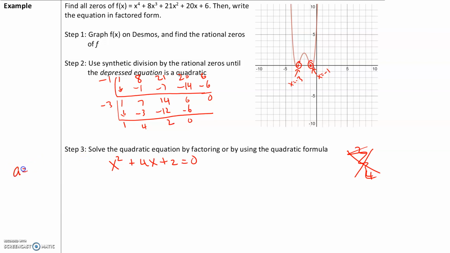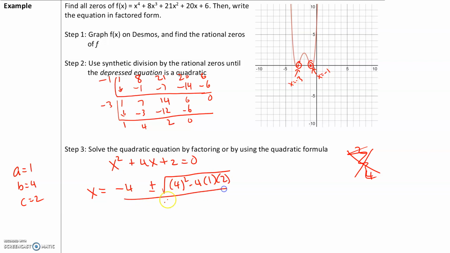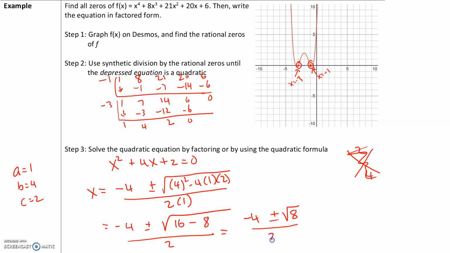For the quadratic formula, the value of a is 1, the value of b is 4, and the value of c is 2. So our quadratic formula is going to be -4, which is -b, plus or minus the square root of b squared, that's 4 squared, minus 4 times a times c, and all of that divided by 2 times a. Make sure you use parentheses anytime you replace a variable with a number. So this gives you -4 plus or minus the square root of 4 squared is 16, minus 4 times 1 is 4, 4 times 2 is 8, divided by 2. If I keep simplifying, that gives me -4 plus or minus the square root of 8 divided by 2.